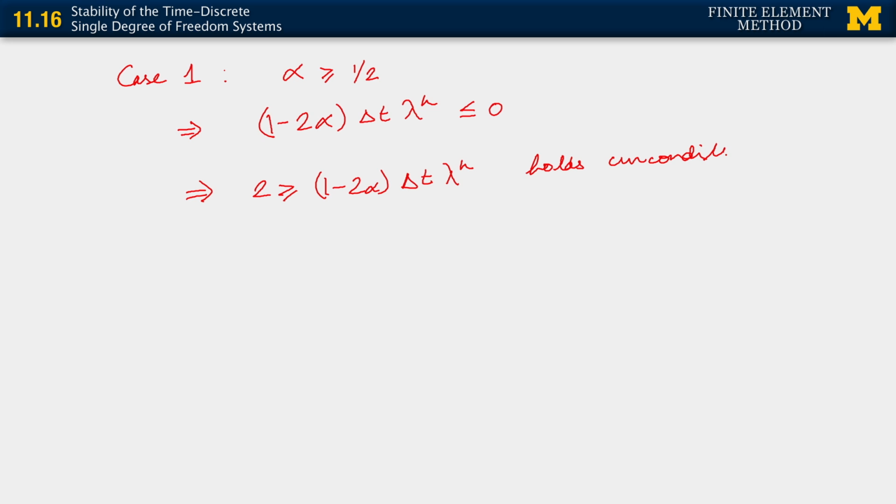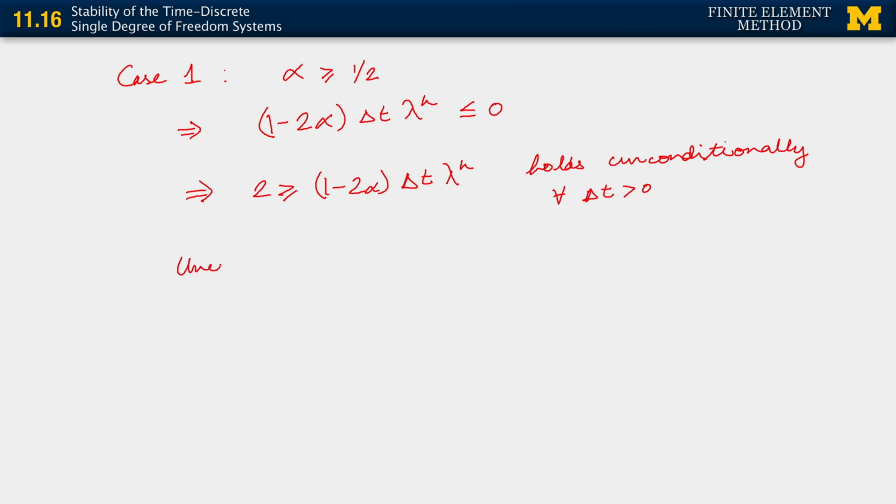Right, and by unconditionally what we mean is that if alpha is greater than or equal to 1/2, our stability condition holds for all delta t greater than 0. Okay, so we have a situation of unconditional stability of our method. So this is unconditional stability if alpha is greater than or equal to 1/2.